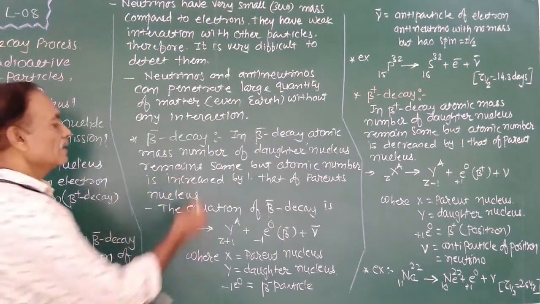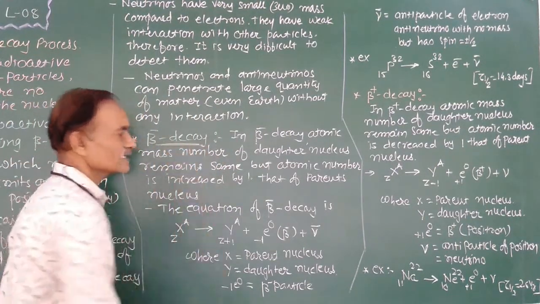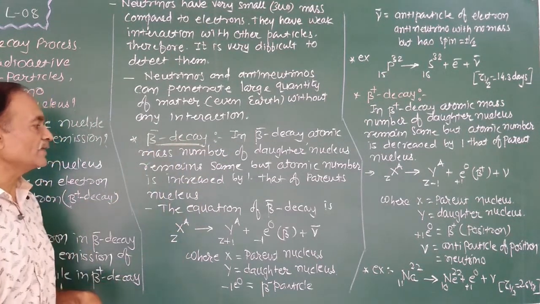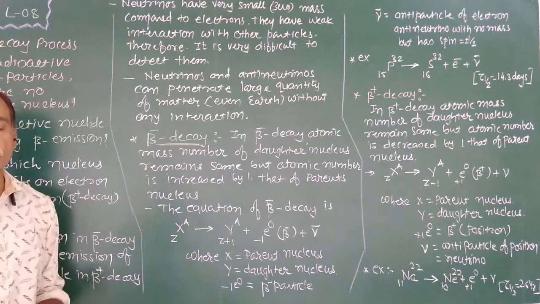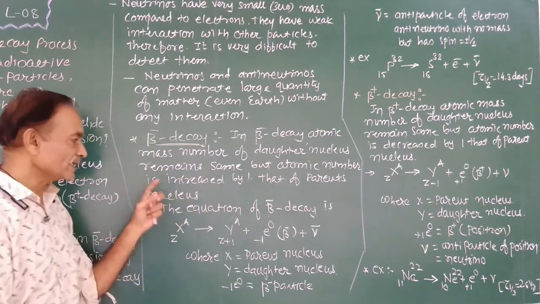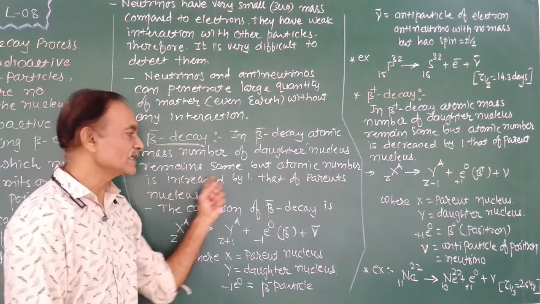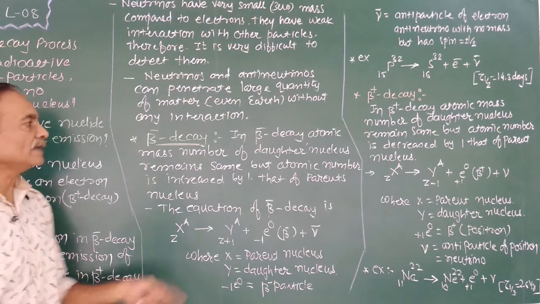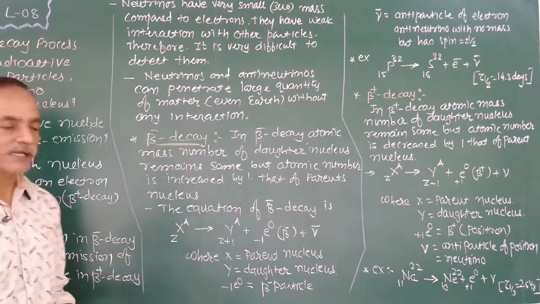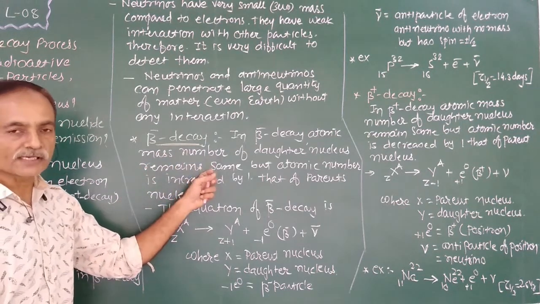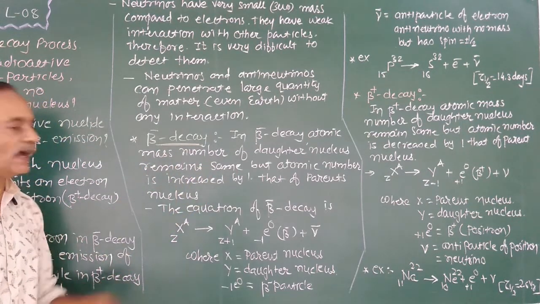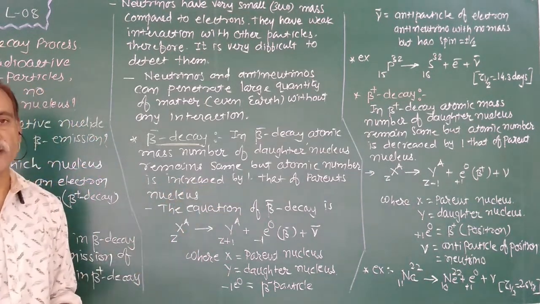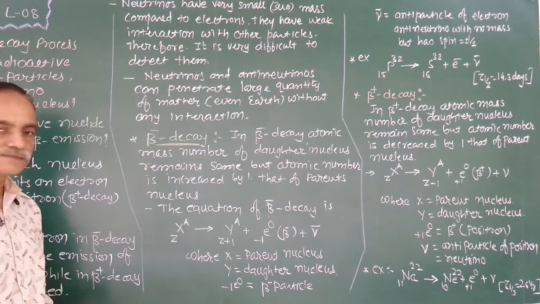Now first we take the beta minus decay process. In beta minus decay, the atomic mass number of the daughter nucleus remains the same. The atomic mass does not change. But the atomic number of the daughter nucleus is increased by 1 compared to that of the parent's element.